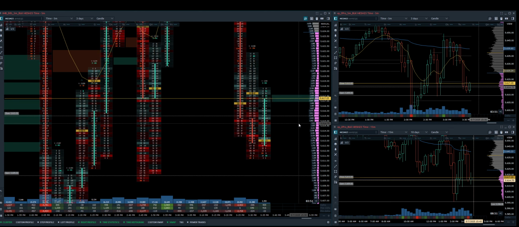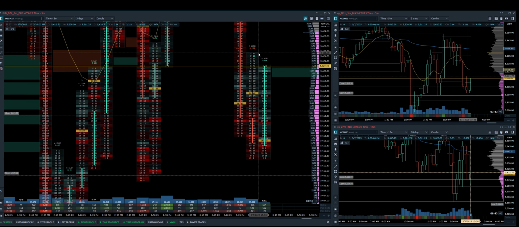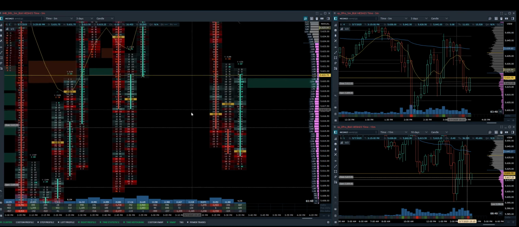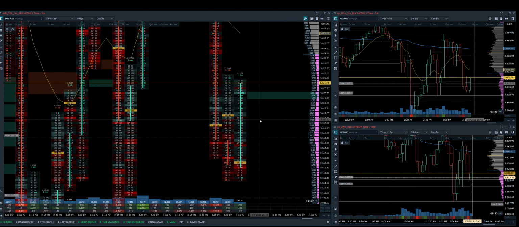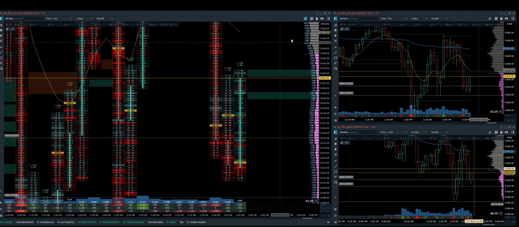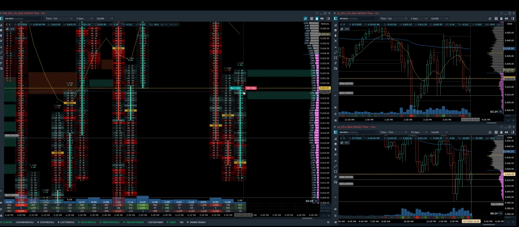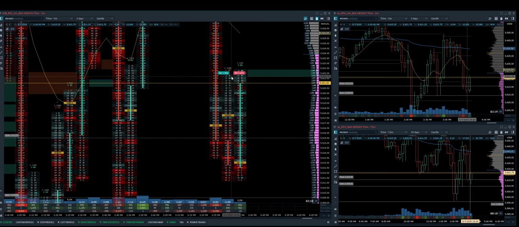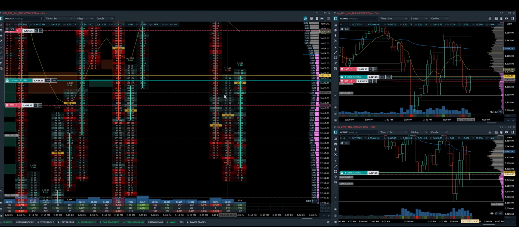A couple of buyer imbalances. Aggressive buyers were coming in. Let's take a look at this 175. Let's get a lot of selling up in here. So it looks like we're going to go breakthrough. I'm going to go long here.